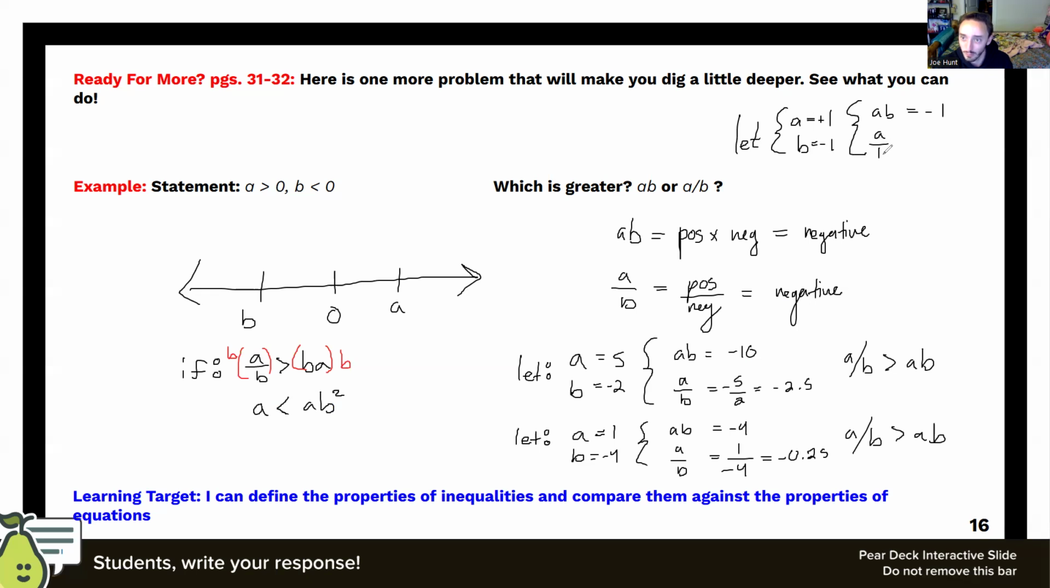And if I do A over B, that's also negative 1. So I'd actually see that AB is equivalent to A over B. So I couldn't necessarily say in all cases that A over B is always greater than AB, right? I might be able to say that A over B is either greater than or equal to AB. That would be fair, right? But I couldn't say that it's strictly greater, right?